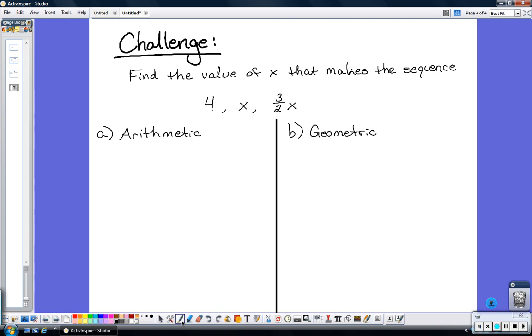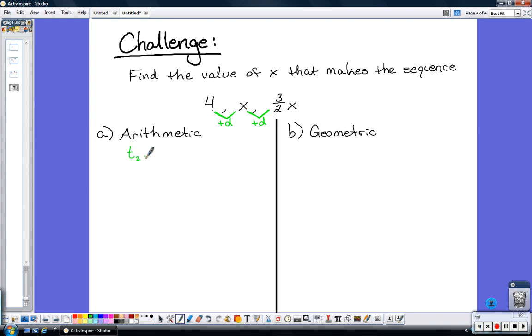For part A, what we need to catch is that if it's arithmetic, then all the terms differ by the same amount. So to get from 4 to x, you would add whatever the d value is. To get from x to 3/2 x, you would add the exact same thing. So d has to equal this gap, and it also has to equal this gap. You could set up a system of equations here, but really all we need to do is to make the difference of the terms be the same.